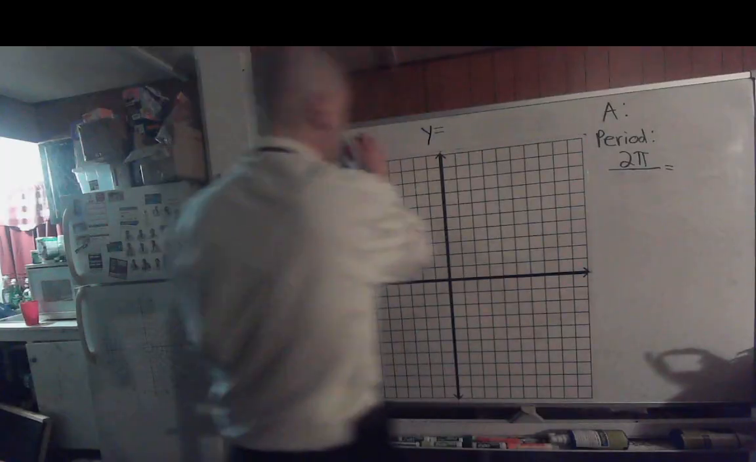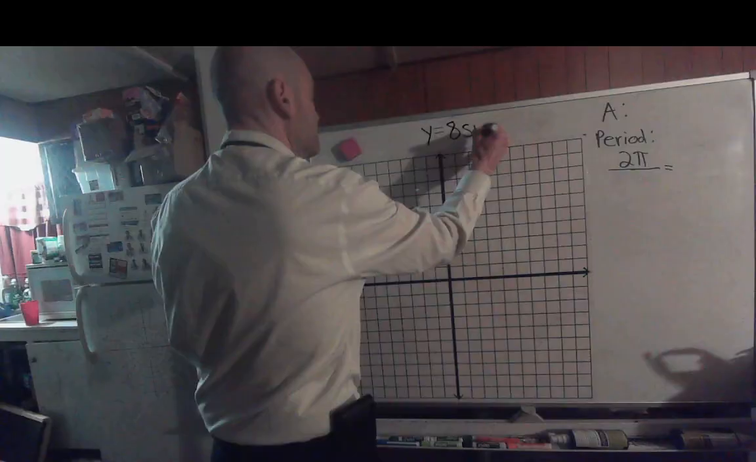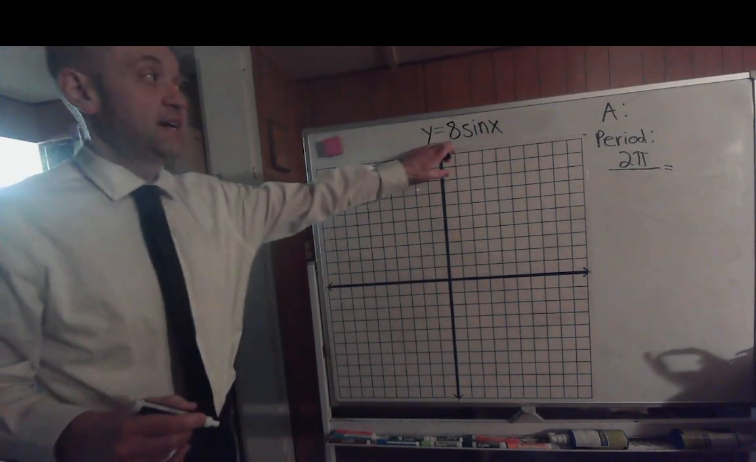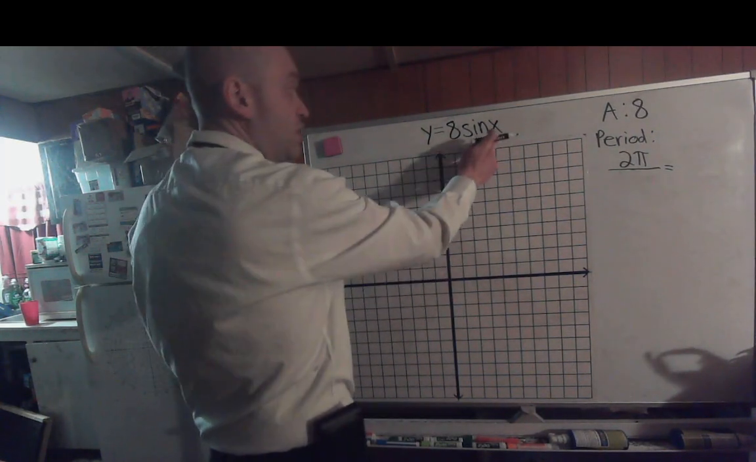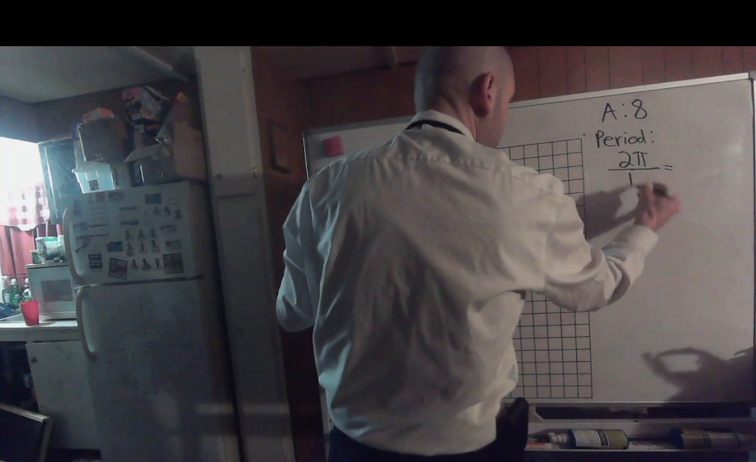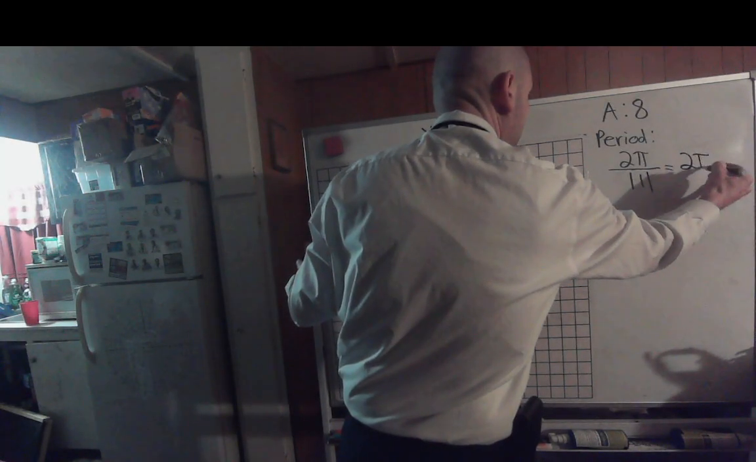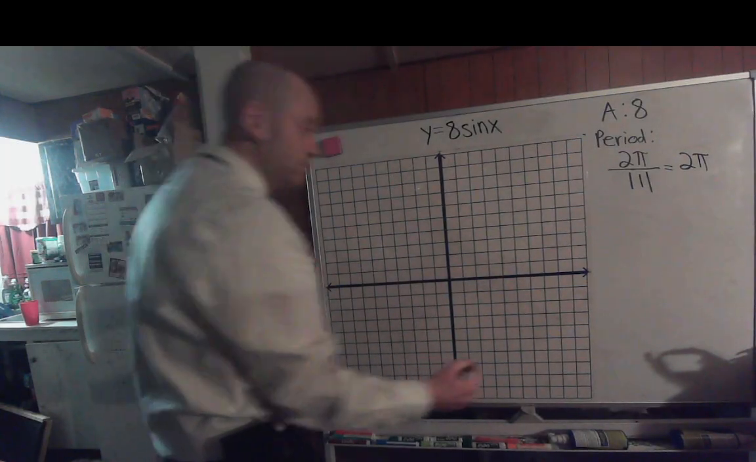Got a few more here. So what about y equals 8 times the sine of x? Y equals 8 sine of x. So our amplitude is 8. To find the period, take 2 pi divided by the coefficient on the x, which is 1. That gives you a period of 2 pi. So otherwise it's pretty normal with the exception of the amplitude.